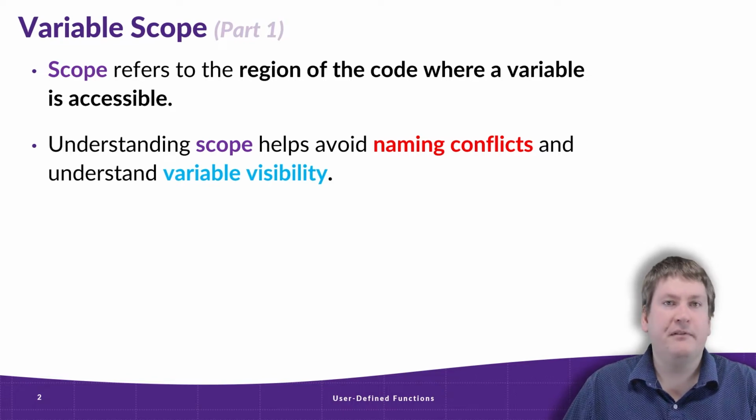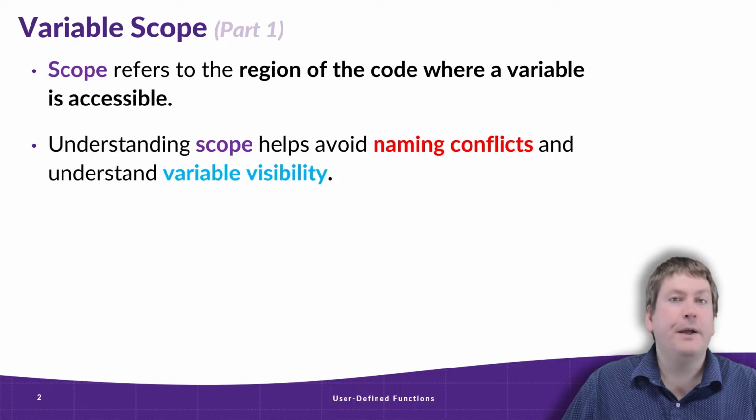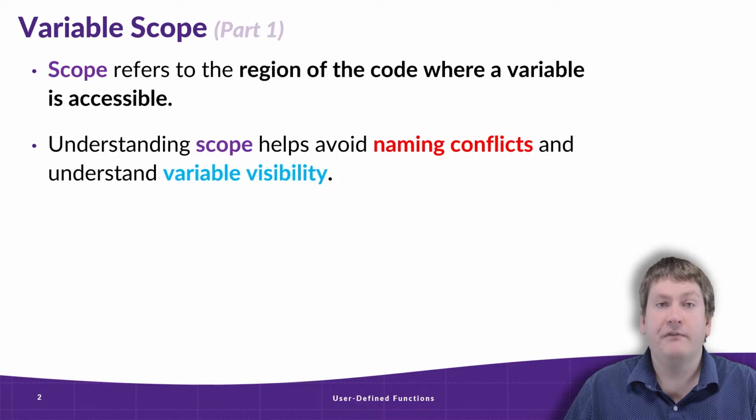So far in the examples we've seen, we know that variables are only accessible after they've been defined by assigning them at least some value. But the rules get a little bit more complicated when we start introducing functions. Understanding scope helps us avoid naming conflicts, and it also helps us understand where variables are visible and where we can access them in our code.